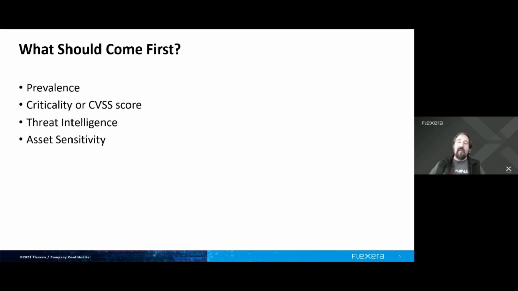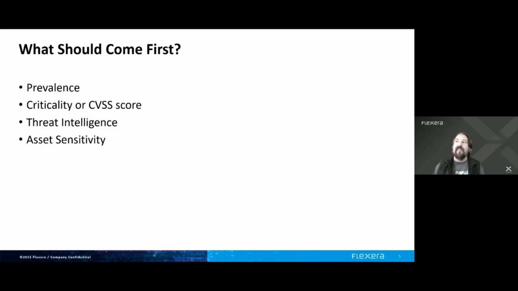And then asset sensitivity. Not every system in your environment is as important as the one next to it. Your servers probably need to be treated differently. You probably have a remote site, or maybe you have remote workers that are traveling to dangerous places that you want to consider differently when prioritizing. You want these guys out on the road with their laptops overseas to have no vulnerabilities that are being exploited on their systems because they're more at risk. So all these things together give you a way to sort and prioritize and focus on the things that really matter.